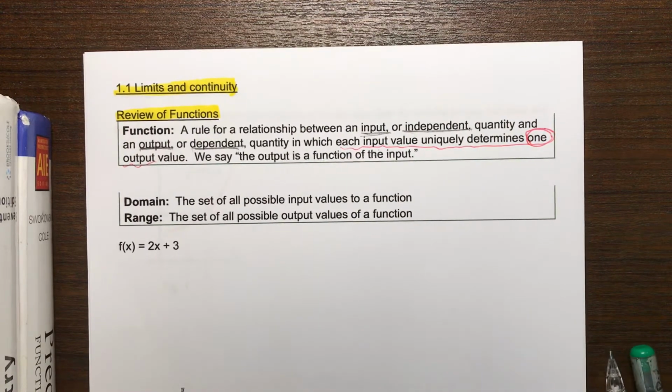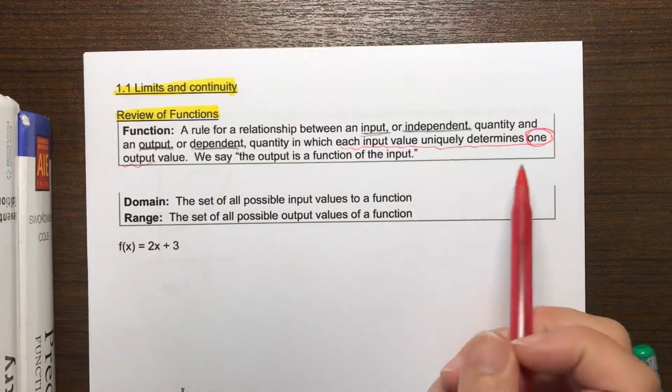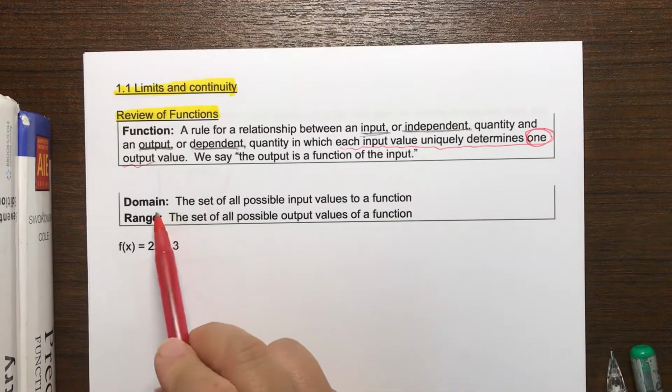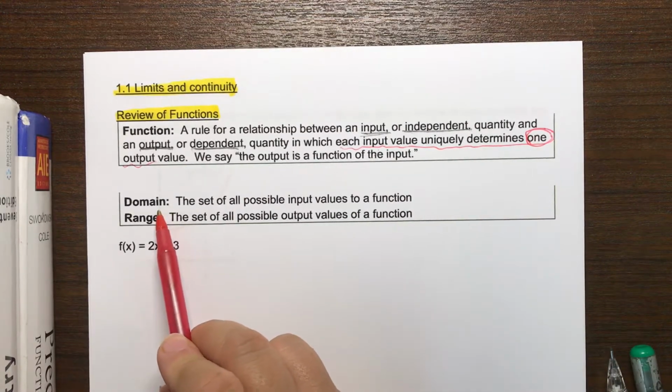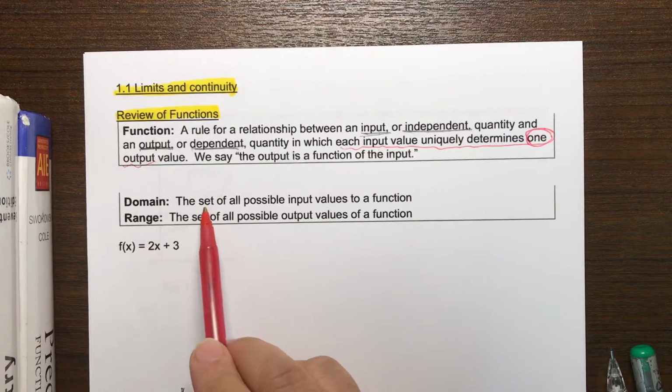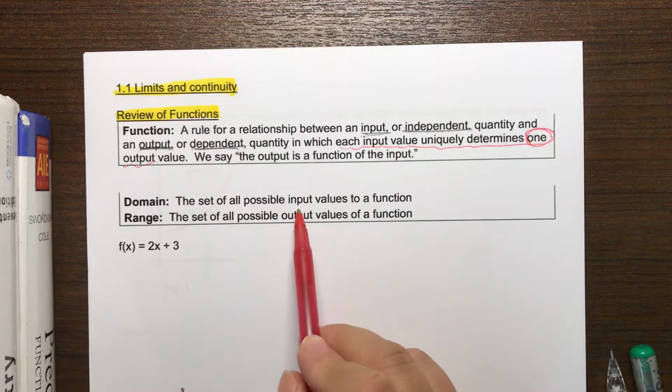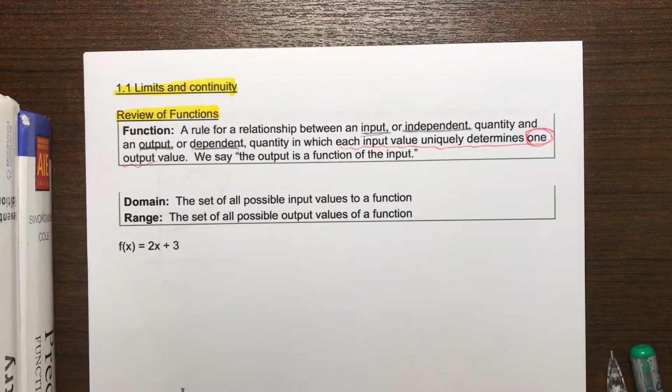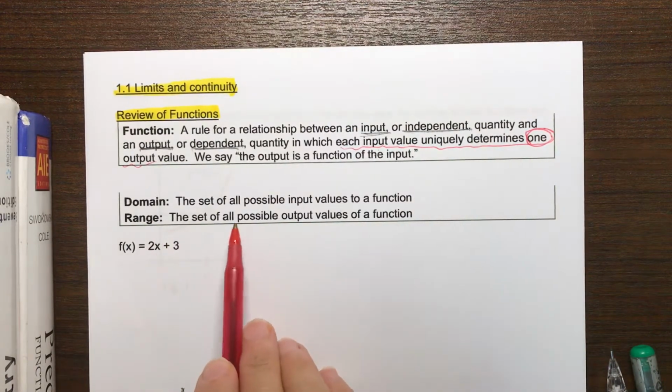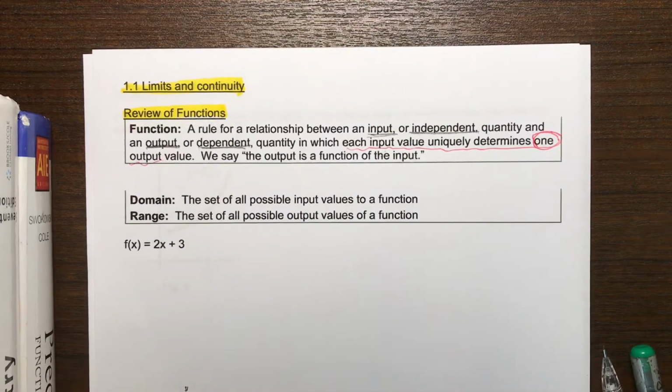Now, we have better names for all the inputs and all the outputs. So we call, as you might recall, the domain the set of all possible input values to the function, right? So whatever you're plugging into a function is called the domain. And then the range is the set of all possible output values of a function.